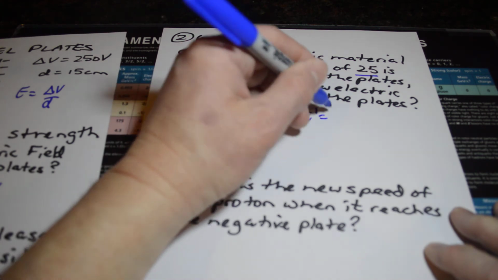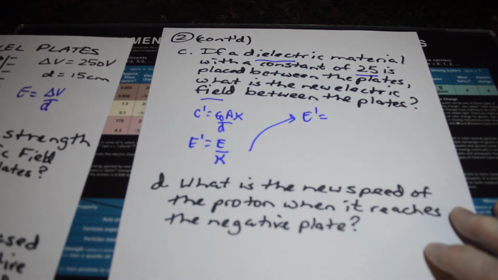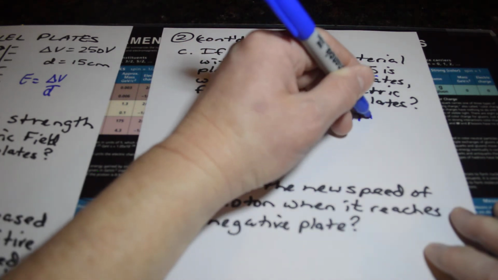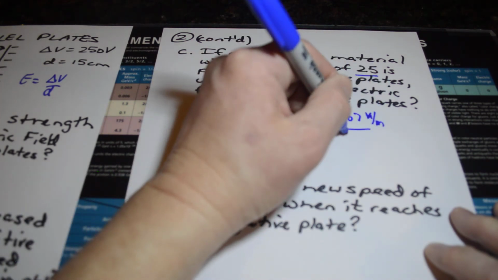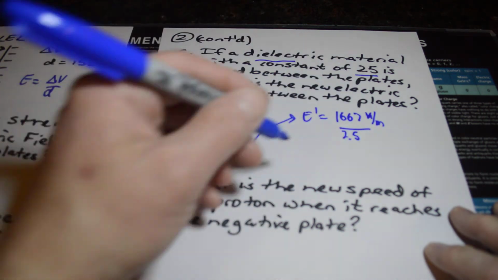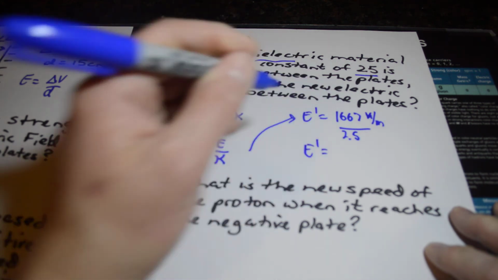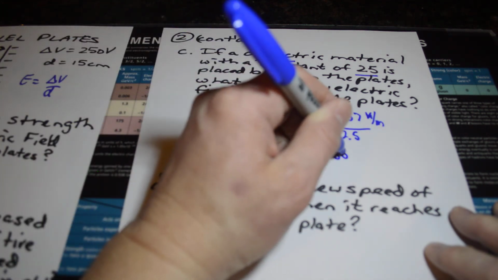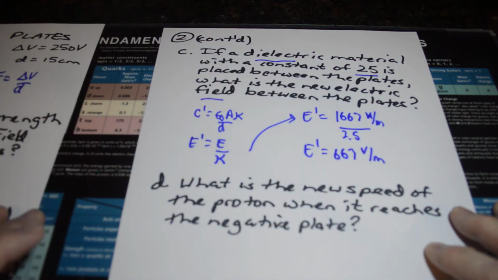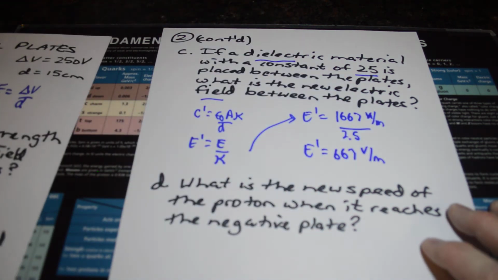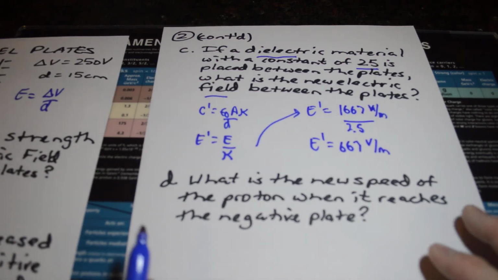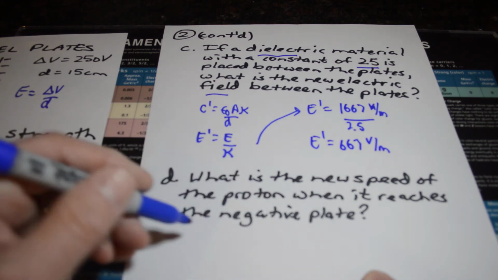So the electric field is now what we got on the other problem, which was 1667 volts per meter, and then we're going to divide by 2.5. The dielectric constant has no units, but that would give you an electric field of 667 volts per meter. It has reduced by that factor of 2.5. Now it says do that same calculation and find out what the new speed of the proton would be.